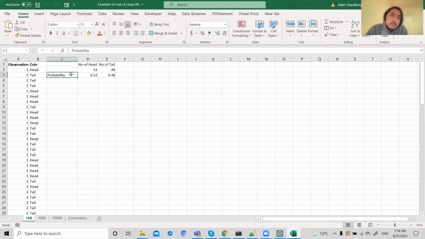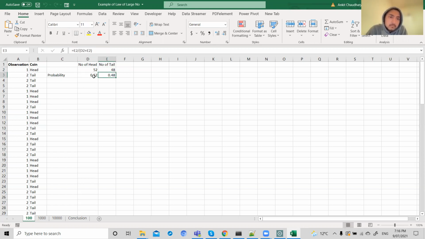So I have calculated the probability. We know that the probability of getting head or tail will be 0.5, right? So here in 100 observations, I have done COUNTIF: if this column is equal to 1, it counts heads, and if it is equal to 2, it counts tails. So this is the count of 1 and this is the count of 2, and then this is the probability.